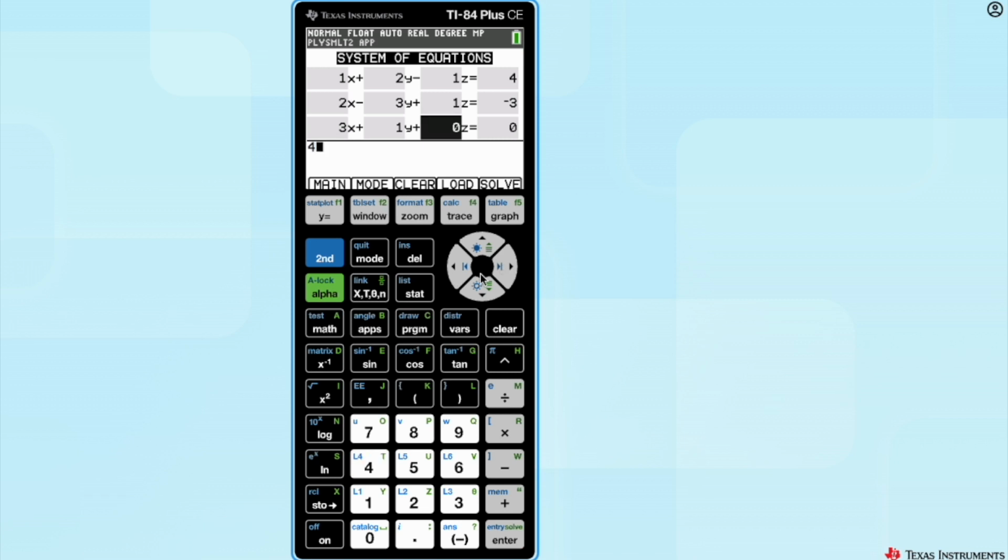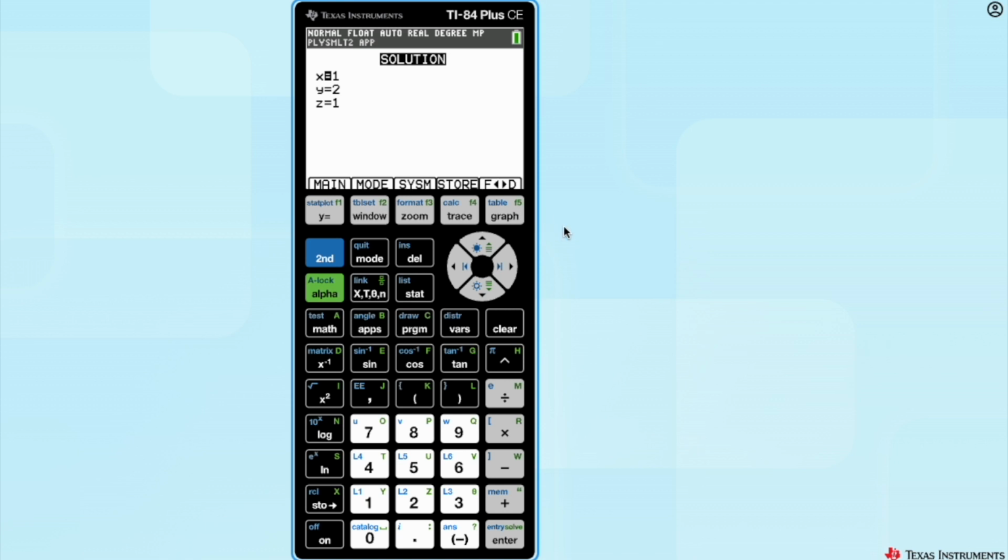Whoops. Wait. Hold on. What if I just do it this way? Yeah, that works. Equals 1. Enter in all your items, press graph, and there's your solution right there. That point of intersection is 1, 2, 1.